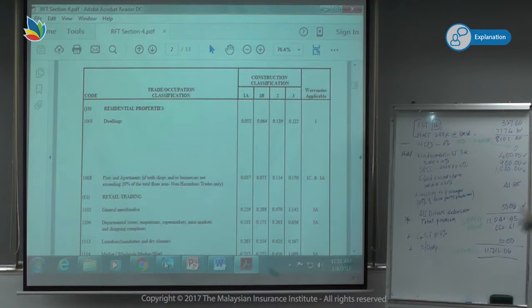Class 3, your wall is combustible material. Open-sided shed comes under class 2. So this is the addition you need to know when you look at the fire tariff, the building construction.